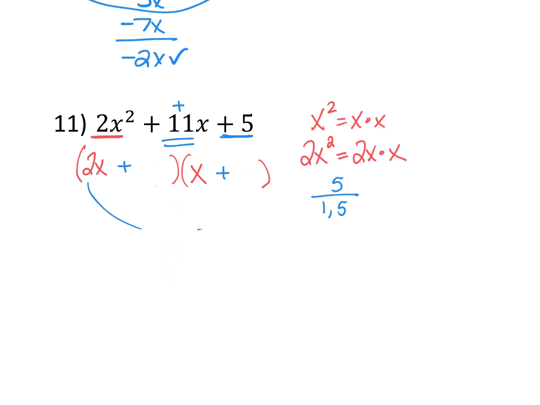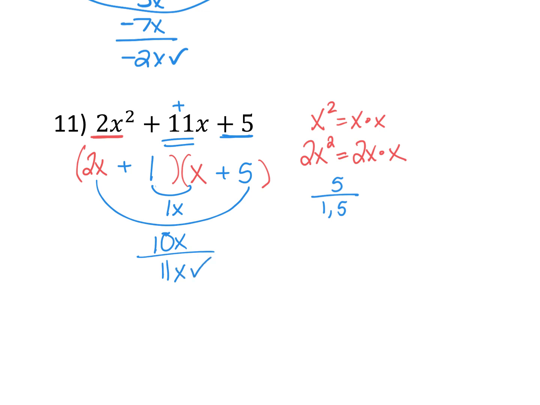I'm going to switch my 5 and my 1. So let's put the 1 here and the 5 here. 1 times x is 1x. 2 times 5 is 10x, and those would add to 11x, which is what I want. So my final factored form would be 2x plus 1 times x plus 5.